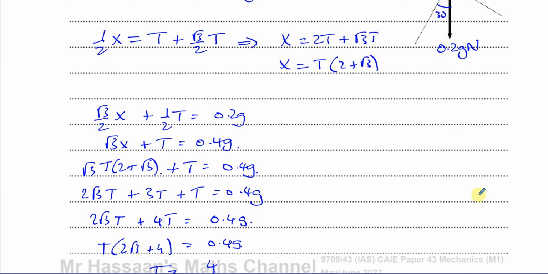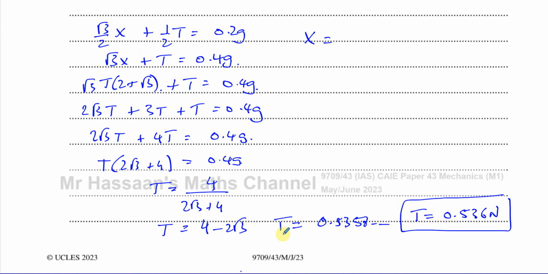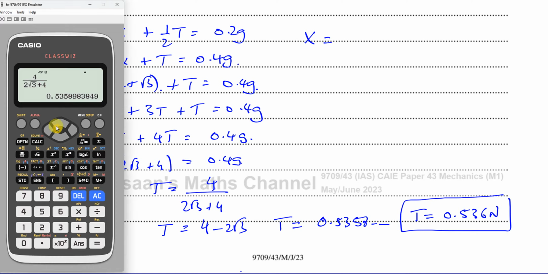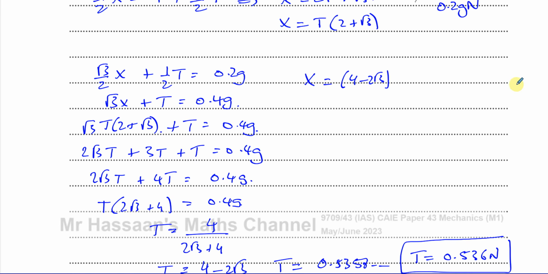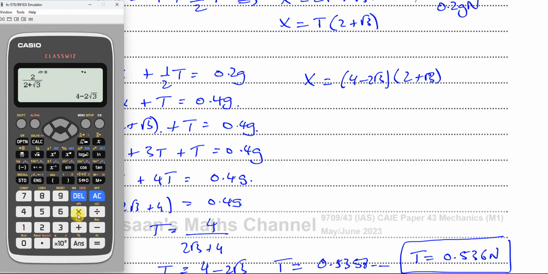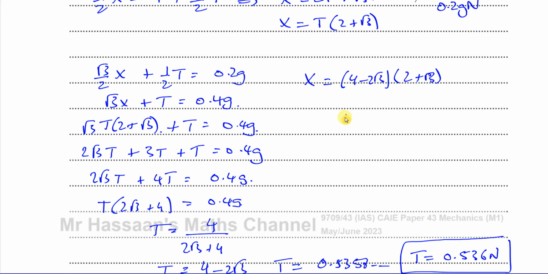And to find x, we can then use this form. So x is equal to t. I'll write it in this form, which is 4 minus 2 root 3, that's what it was before, times 2 plus root 3. If I just multiply it, it should give us 2. That will cancel out, you'll see. So if you multiply this by, in brackets, 2 plus root 3, it gives us 2. So x equals 2.